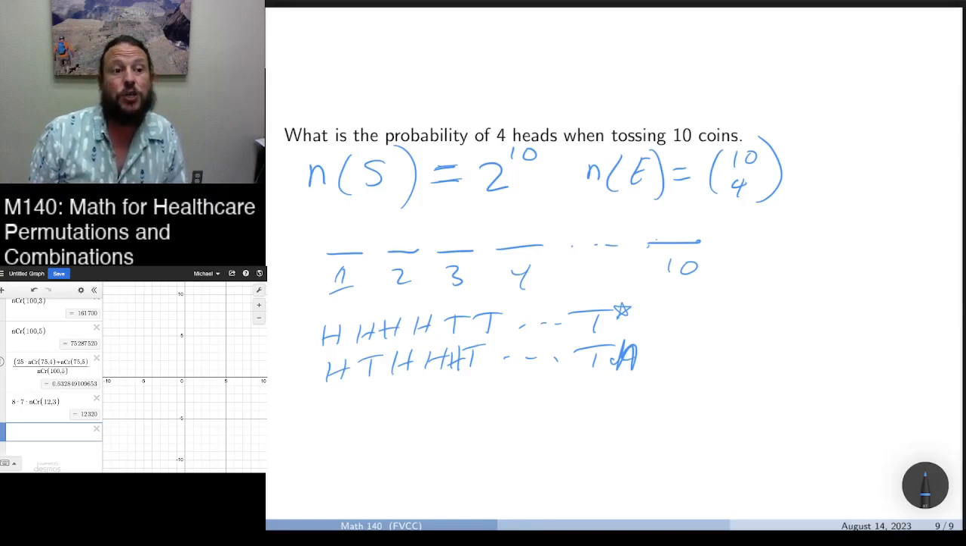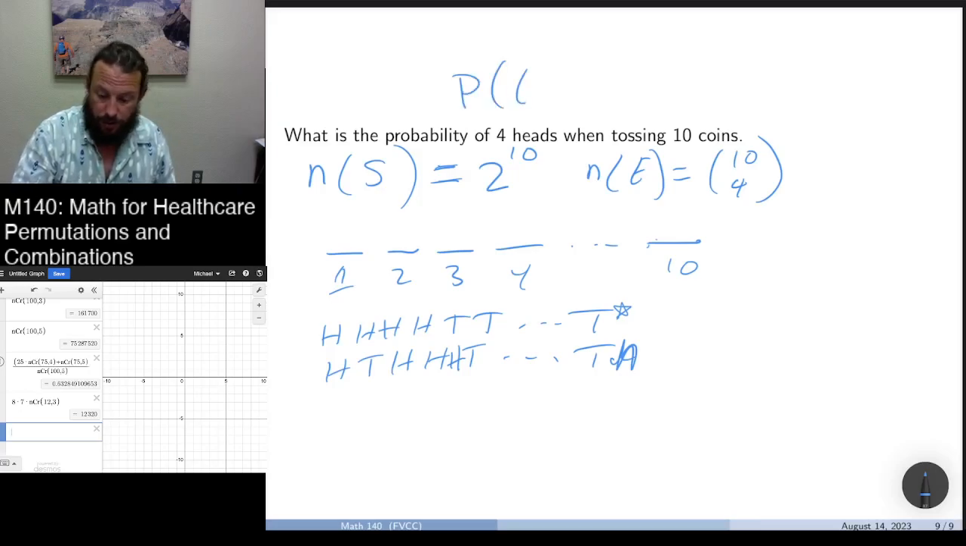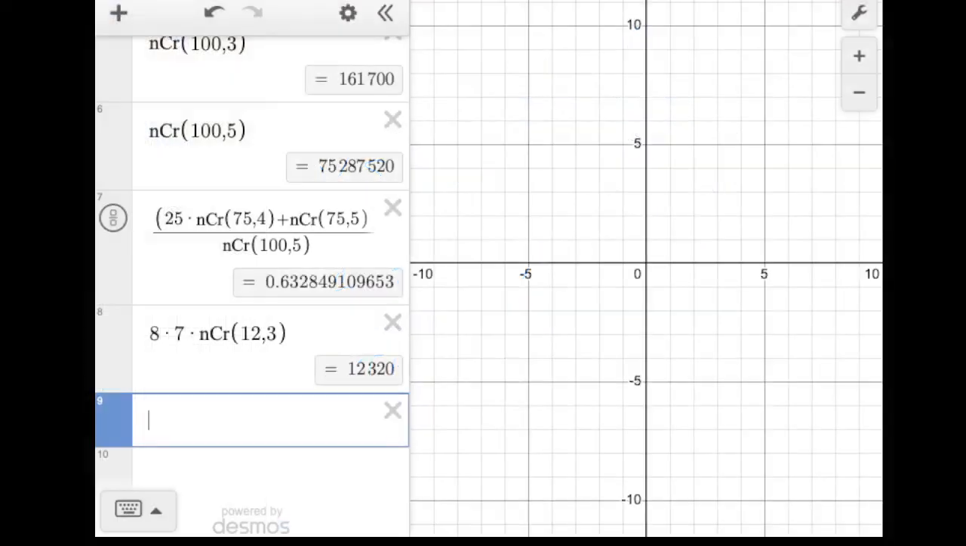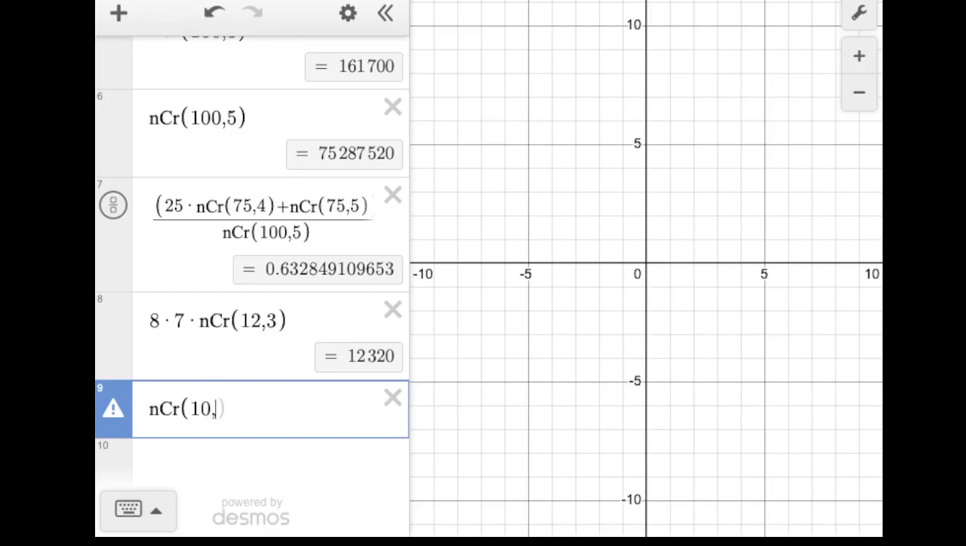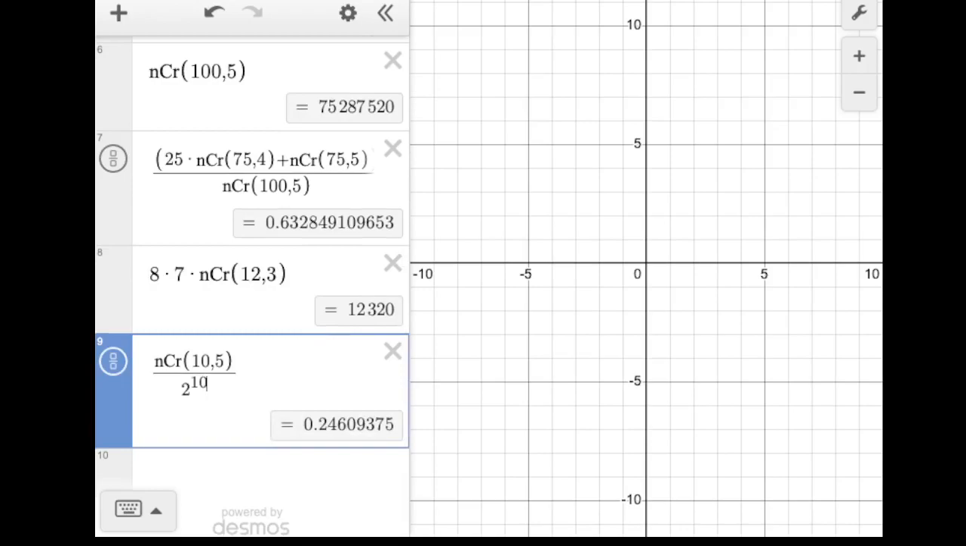And so we have 10 choose 4 over 2 to the 10th. So the probability of getting 4 heads when tossing 10 coins is 10 choose 4 over 2 to the 10th. You can see me plug that in. We want 10 choose 4 divided by 2 to the 10th. And it looks like about 25%.